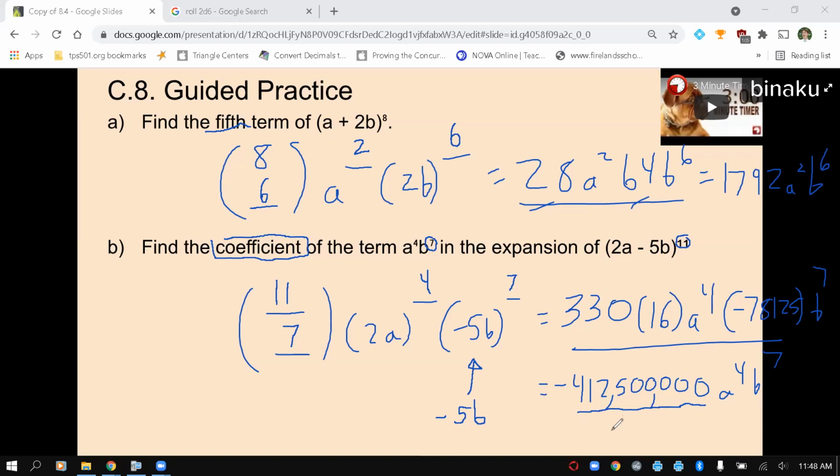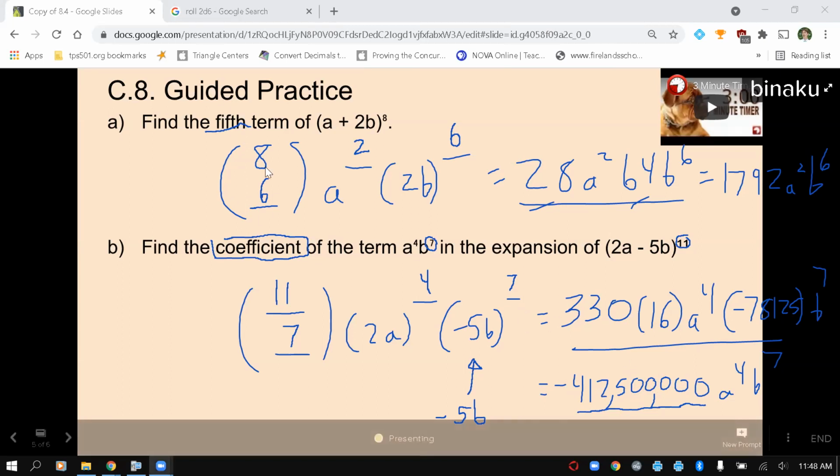Did you ever think that you would be in a math class where the answer to the question was negative 412.5 million? Walking into class today, answer's negative 412.5 million.